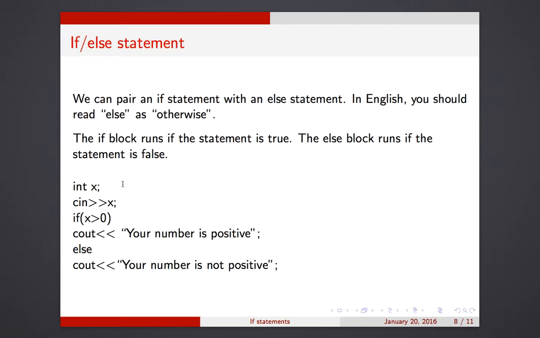Okay, so we compare an if statement with an else statement. In English, you should read else as otherwise. So consider a chunk of code like this. We get an integer from the user, right? So they're going to enter 5 or -30 or something. This code in English reads as, if x is bigger than 0, then print to the screen your number is positive. Otherwise, print to the screen your number is not positive.